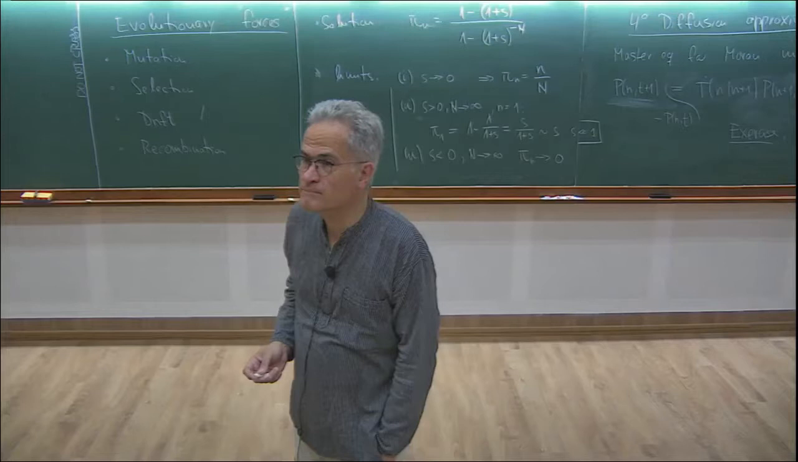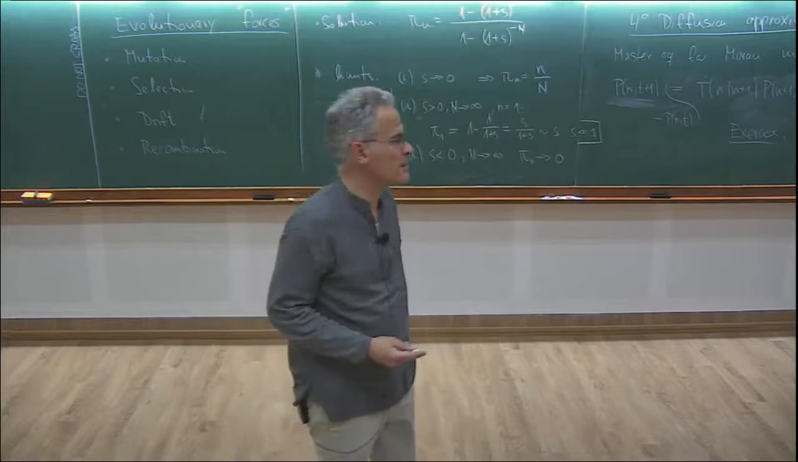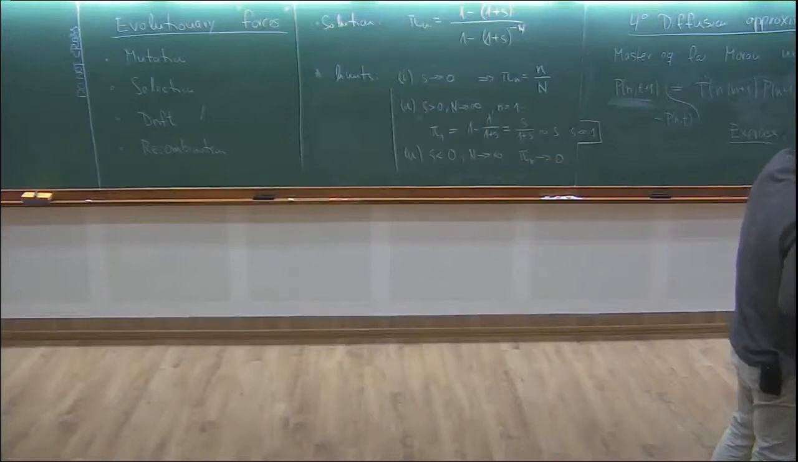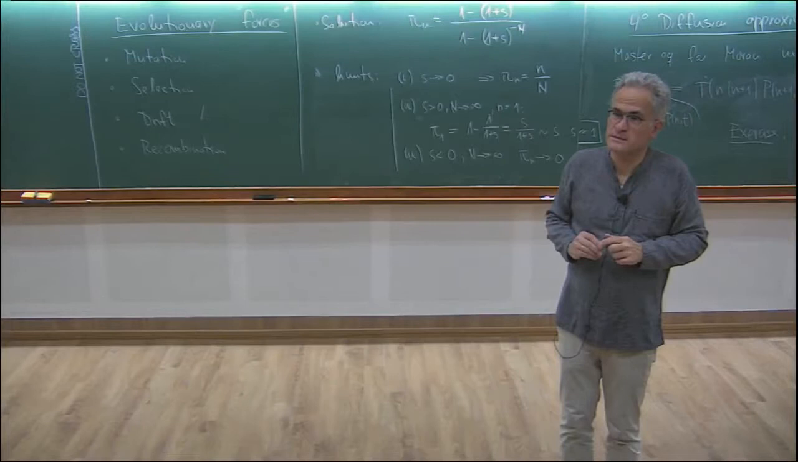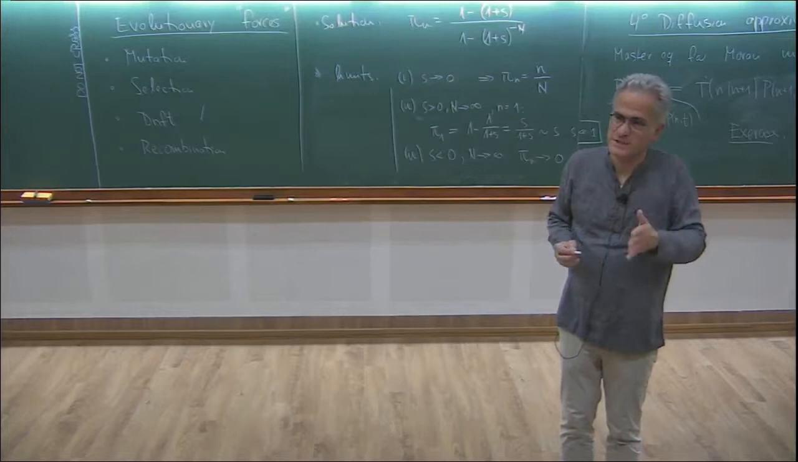Yes, basically, what you have to do is look at the backward equation, and then this pi of x is an eigenfunction of the backward equation with the appropriate boundary conditions. Right? You could say it's a stationary distribution, yes. But it's a stationary distribution of the backward equation.